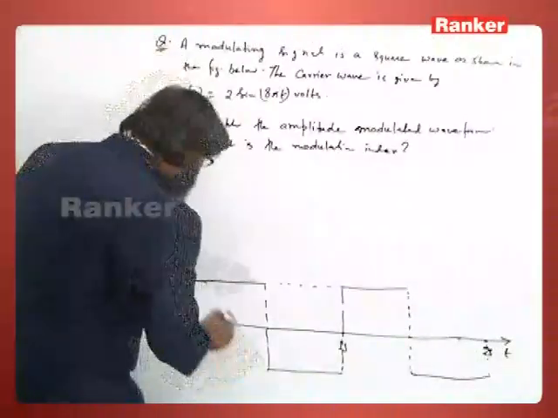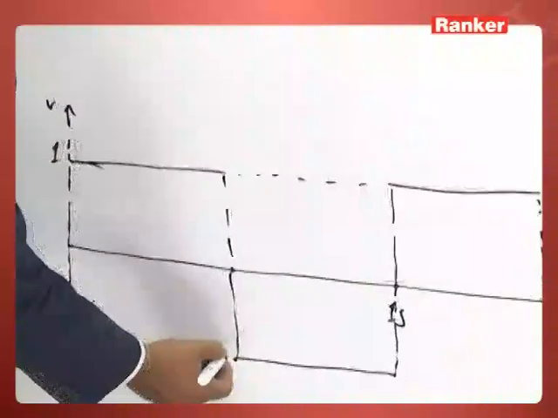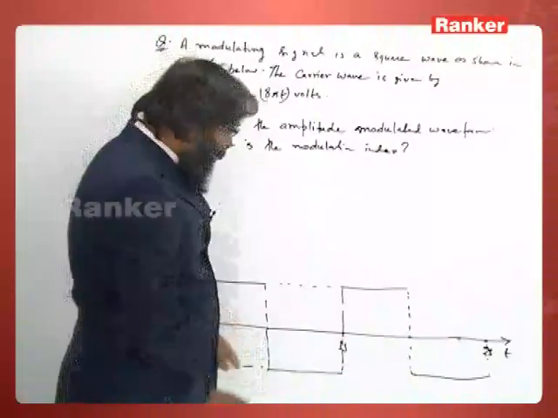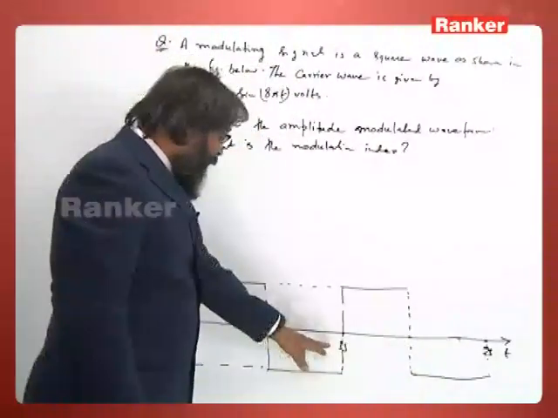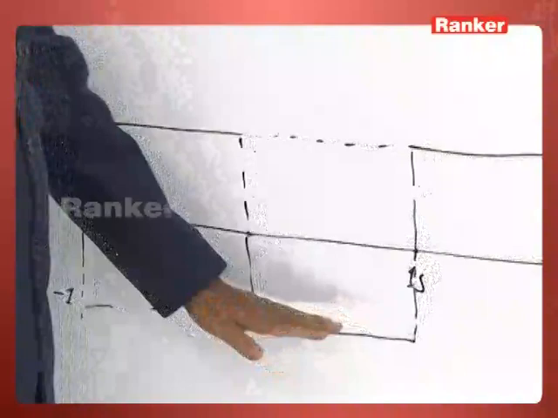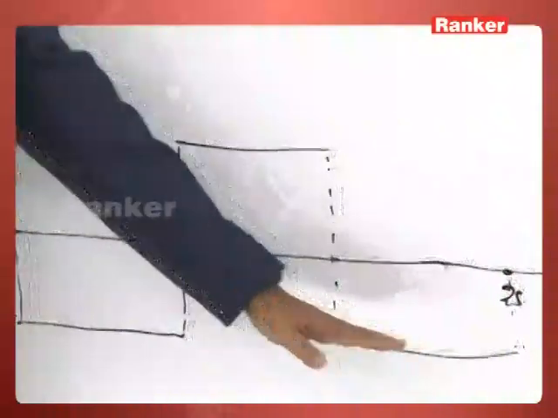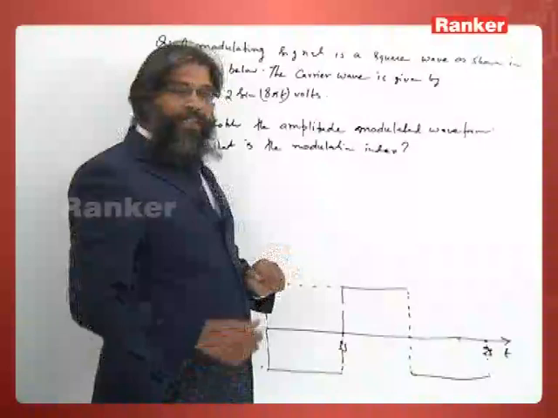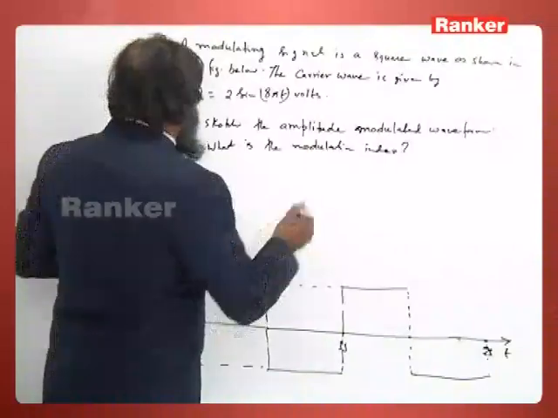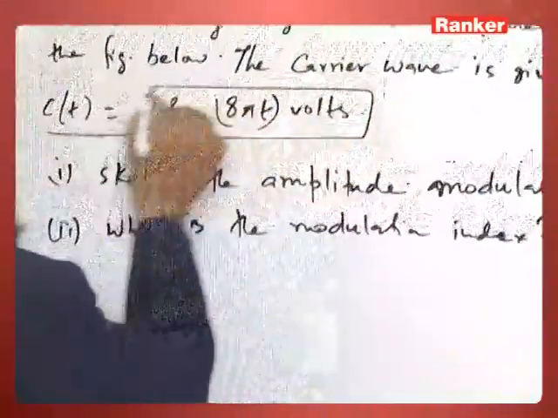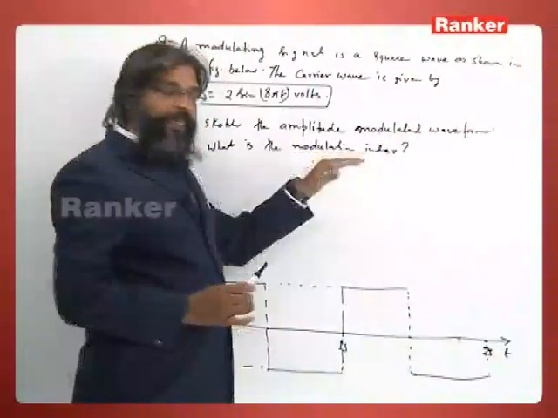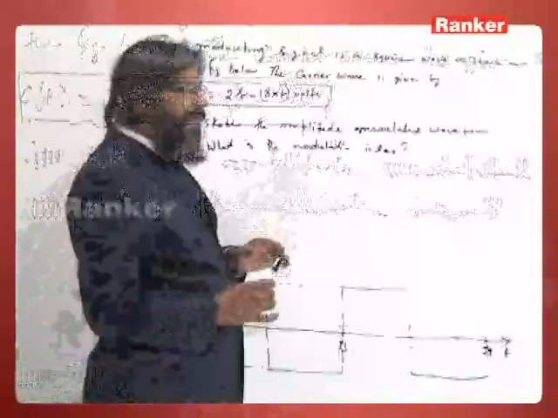Here the voltage is plotted, and this is varying from 1 to -1. So this is shown up to 2 seconds. So in 1 second, for half a second the signal voltage is +1, then becomes -1, then +1, then -1. So this is your digital signal given, and the carrier wave is given by this c(t). We have to sketch the amplitude modulated waveform and find the modulation index.